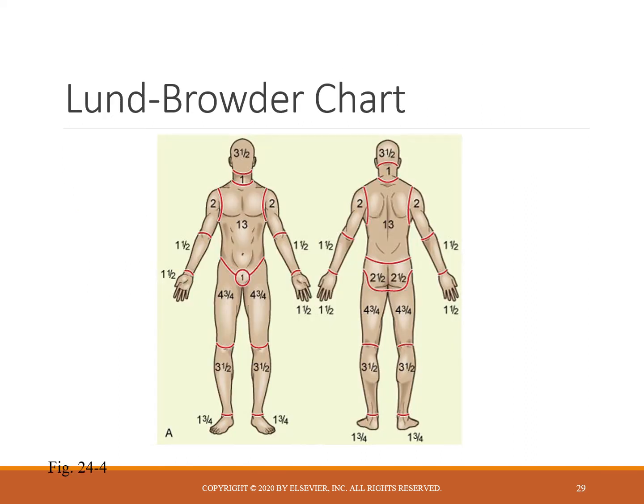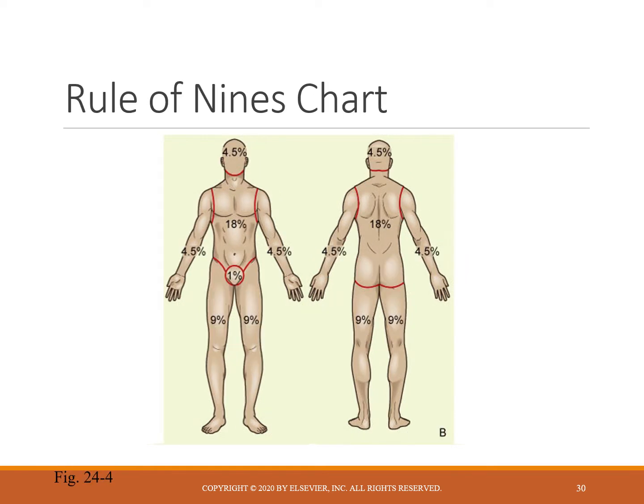And as you can see in here, this is the Lund-Browder chart. And as you can see, this is 3.5. This is scored as 1. This is 2. This is 13. So again, I would recommend for you to look at it, and we will have some activities in using the Lund-Browder chart and also the rule of nines. Okay, the rule of nines is very commonly used in NCLEX. So in terms of memorization of the chart, I would recommend for you guys to memorize the rule of nines.